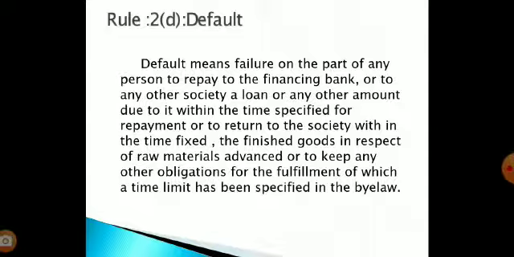Default means failure on the part of any person to repay to the financing bank or to any other society a loan or any other amount due to it within the time specified for repayment. That is the first aspect. Or to return to the society within the time fixed the finished goods in respect of raw material advanced. And third one, to keep any other obligations for the fulfillment of which a time limit has been specified in the bylaw. That is default.